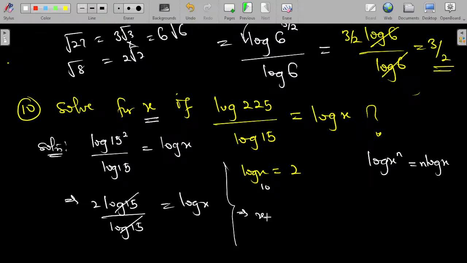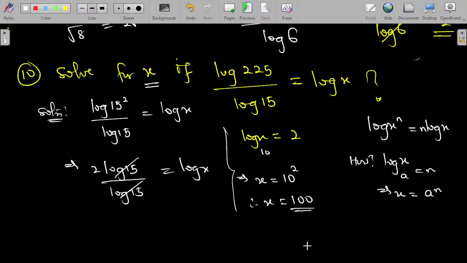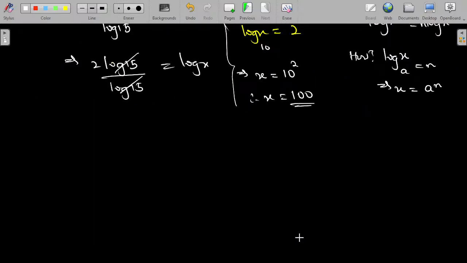This is going to give you that x alone is equal to 10 to the power of 2. How? Because by the definition of logarithm, if you have log x base a equal to n, it simply means that x is equal to a to the power of n. So the number of a log is equal to the base of that log raised to the power of the value of the log. Therefore, our x is equal to 100. And that is the solution, and I hope you got that in your exercise.